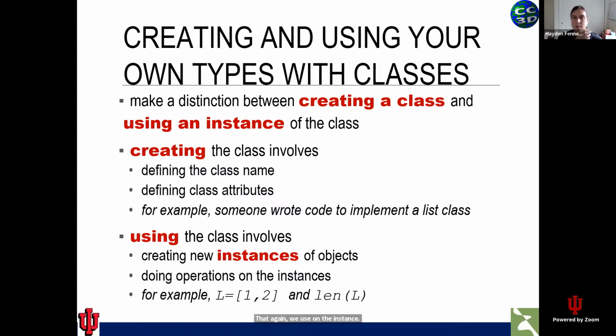So to create and use our own types with classes, there's a distinction between creating a class and using an instance. Creating a class means writing all of the code necessary to describe what an object type is. And then creating an instance is sort of just creating a variable of that type. So again, doing operations on the instances, just to kind of keep those two things separated linguistically. The class and the instance is kind of how we define those two structures.